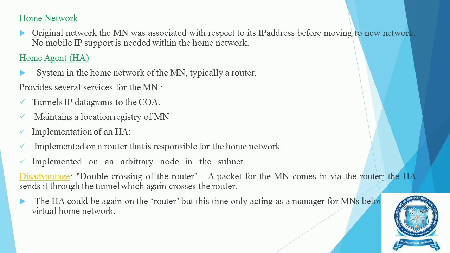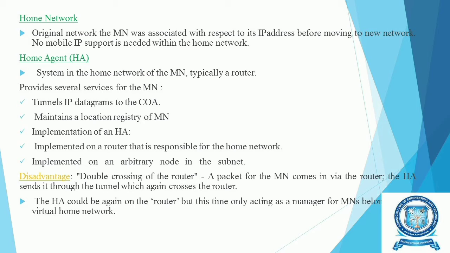The home network is the original network of the mobile node, with which it was associated with respect to its IP address before moving to a new network. So no Mobile IP support is needed when our mobile node is within the home network. Then we are going to see the home agent, that is HA. It is typically a router associated with the home network. It is a system within the home network of the mobile node. It provides several services for the mobile node.